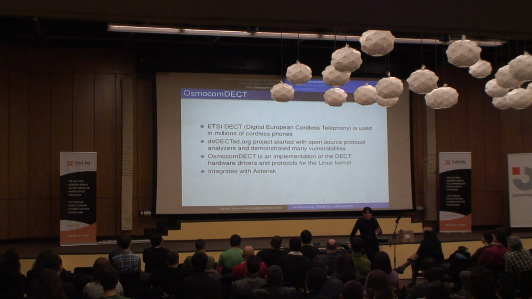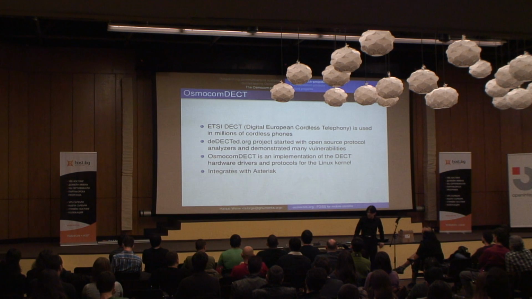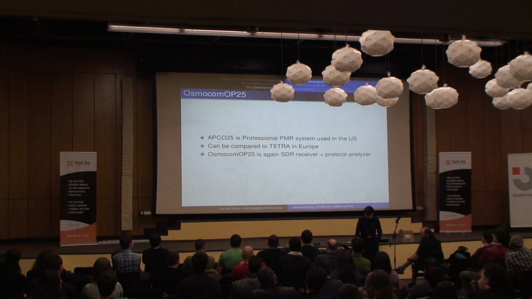Some people always assume that just because something is digital, it's more secure than analog. Because it's analog radio, of course, you can just use an analog radio receiver, tune to the right frequency, select AM or FM, and listen to it. But with digital, it's not really all that much harder. It's just a little bit different skills and a little bit different tools that you need. But fundamentally, the fact that it's digital doesn't mean it cannot be intercepted. The Osmocom DECT project now integrates with Asterisk, so you can even build your own DECT base station.